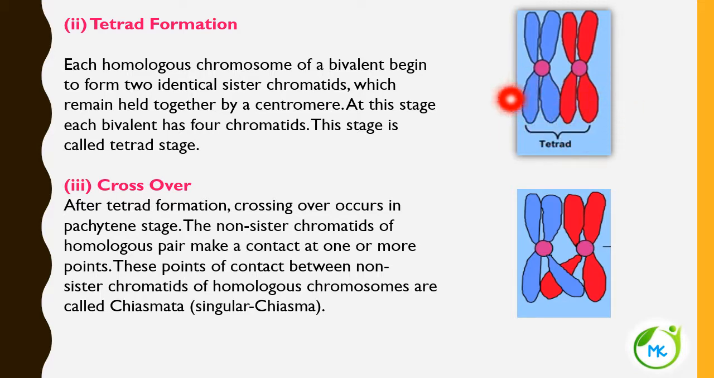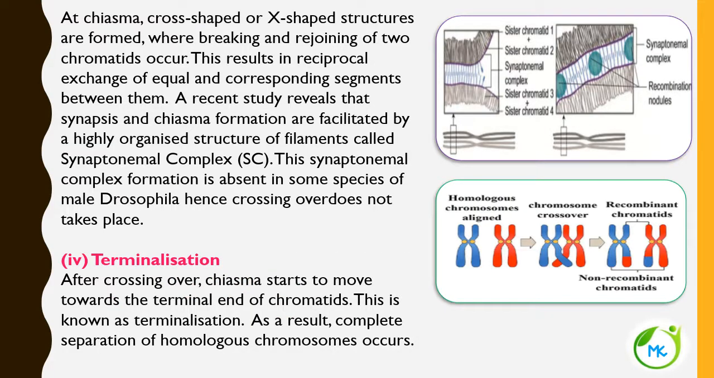This stage is referred to as tetrad stage. Next, crossover. After the tetrad formation, crossing over occurs, and we already know crossing over will occur in the pachytene stage. During this crossover, the non-sister chromatids of the homologous pair make contact at one or more points, and these points of contact between the non-sister chromatids where they are getting attached are referred to as chiasmata, singular chiasma.